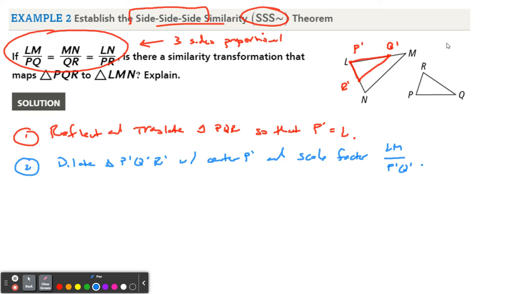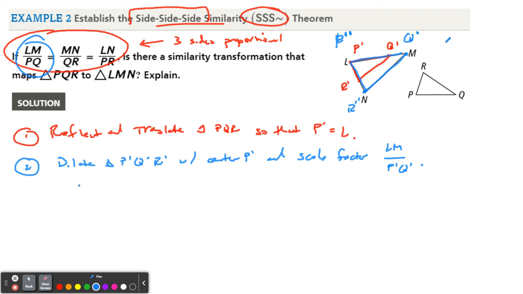So again, that's going to make this bigger, right? LM over P prime Q prime is going to extend this. So this will become P double prime. Q double prime is now where M is. And it's going to extend all the other sides the same way because LM and PQ, that ratio equals the other 3, so all the other ones are going to be extended the exact same way. So now R prime is down on N, R double prime, and now you have this big blue triangle, right? On top of the original black triangle LMN.